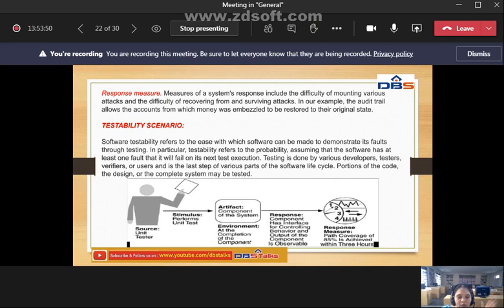Individually it will be tested according to that part or module, then we can combine all those and again test the overall system, then we will get the results. That is also called software testability. Here we can see the diagram.